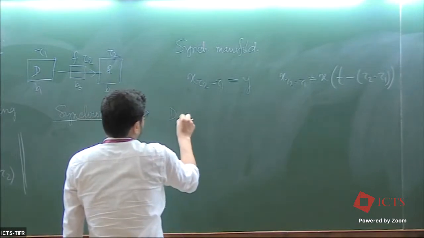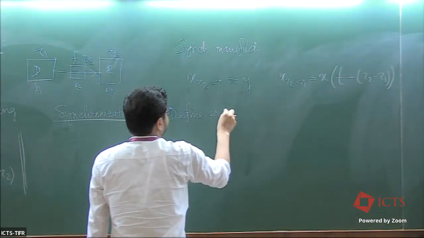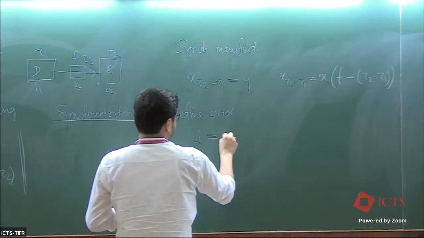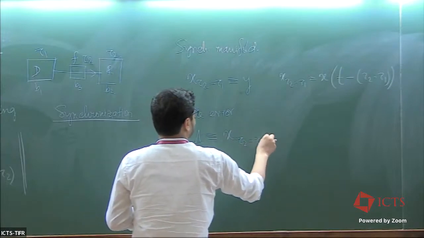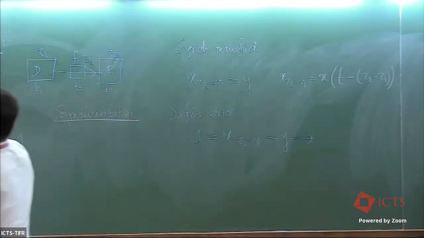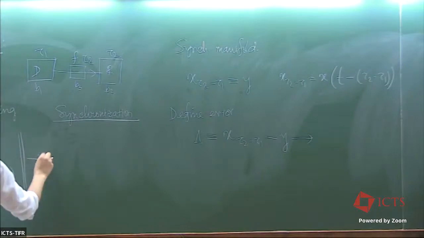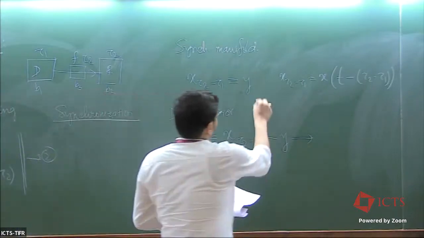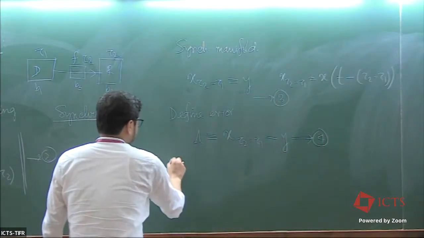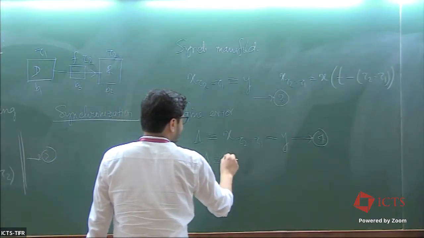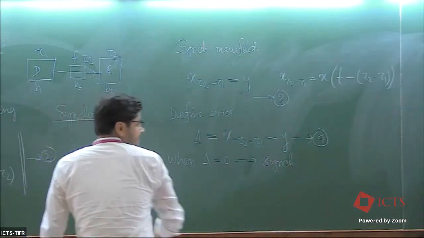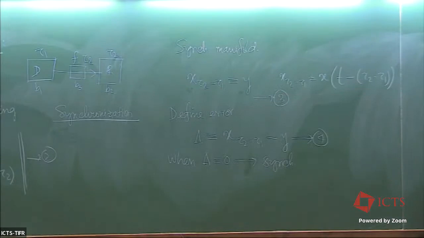Let us define the error. So we define the error delta is equal to x of t minus tau 2 minus tau 1 minus y. Suppose this one is 1, this one is 2, this one is 3, and this one is 4. So when delta becomes 0, that means synchronization. If that doesn't happen, then synchronization doesn't happen.